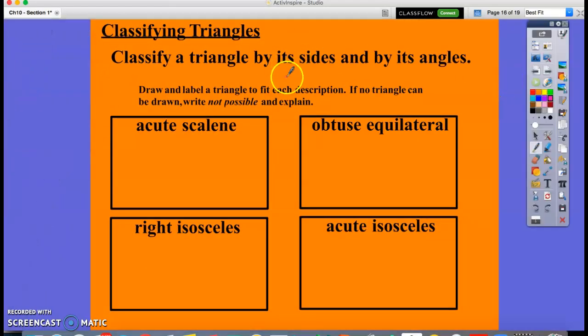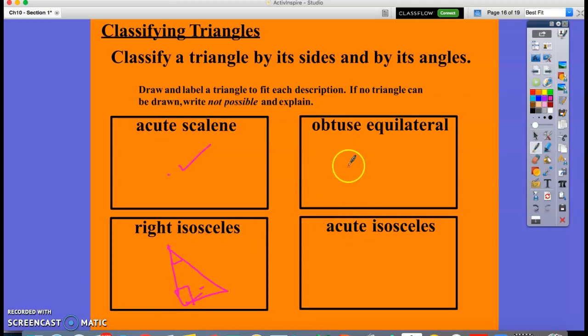Now classify the triangle by its side and its angles. Draw and label a triangle to fit each description. If no triangle can be drawn, write not possible and explain. Can you make an acute scalene triangle? Of course, right? To make an acute triangle, it's possible, right? Now right isosceles. Yes, right? I can make these two sides, 45, 45 and 90. You can make it, right?